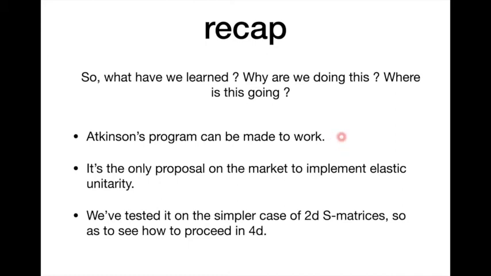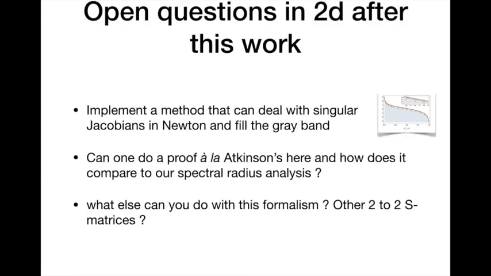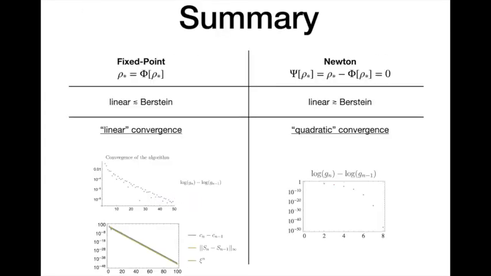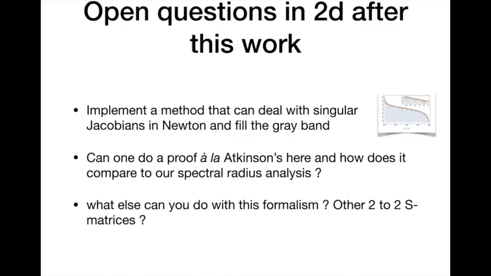So this Atkinson idea can be implemented numerically, and does work. It's the only proposal to implement this elastic unitarity, and we've tested it for 2D S-matrices, and now we're working to proceed to 4 dimensions. We learned some nice numerical lessons. This I've explained to you. There's some stuff on the speed of convergence if you have some sort of technical questions. It would be nice to be able to fill this gray gap, maybe using some Newton method that can deal with singular Jacobians.